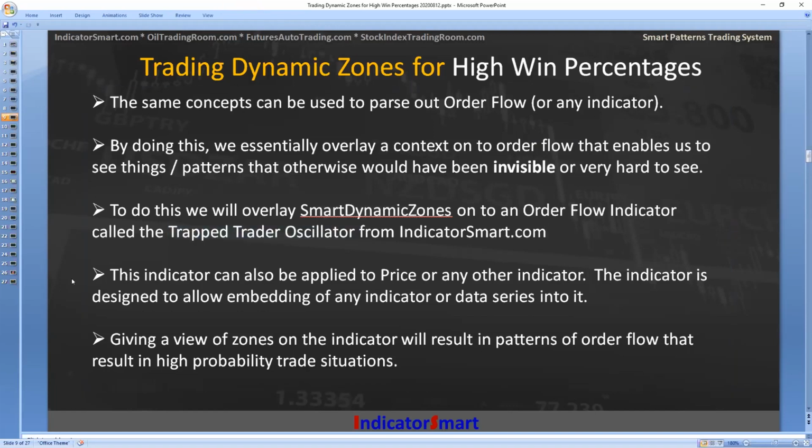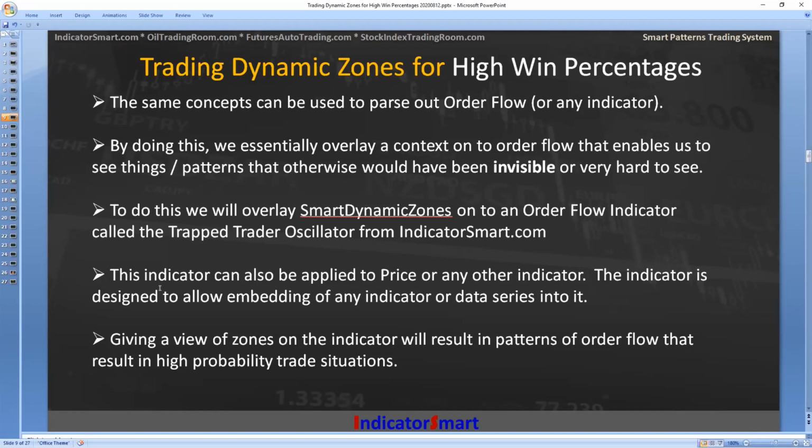This indicator can be applied to price or any other indicator. The indicator is designed to allow embedding of any other indicator or data series into it. You can put anything in there. You can put the price in there. It was a great little trend indicator. You could stick a momentum in there, a stochastic. You could stick order flow in there, this, that, or the other.